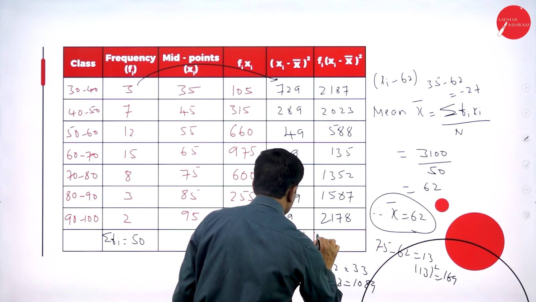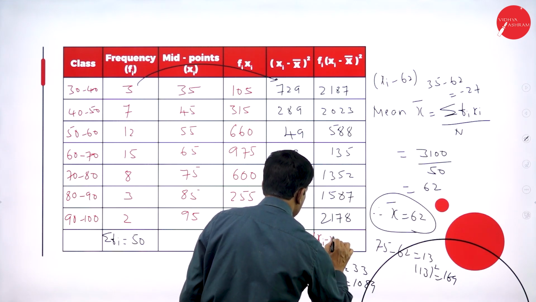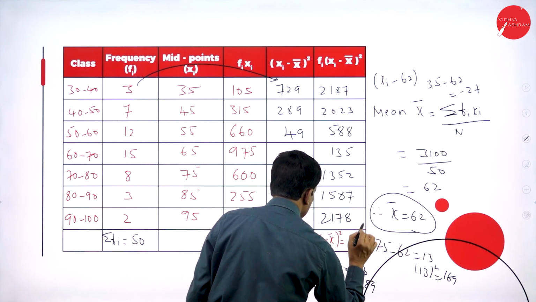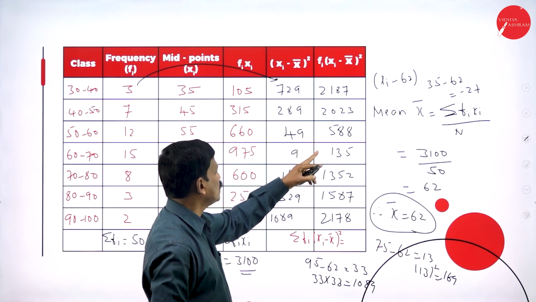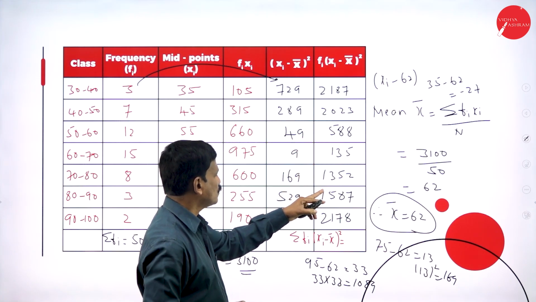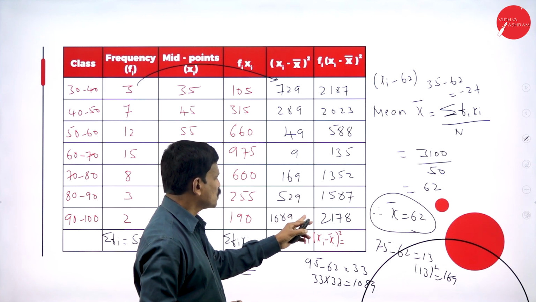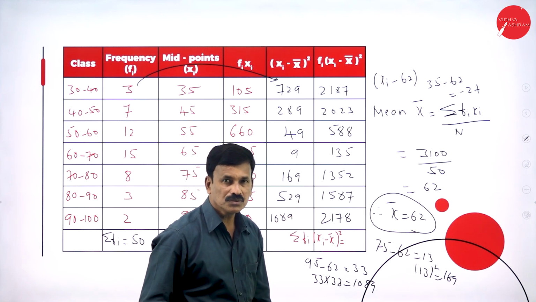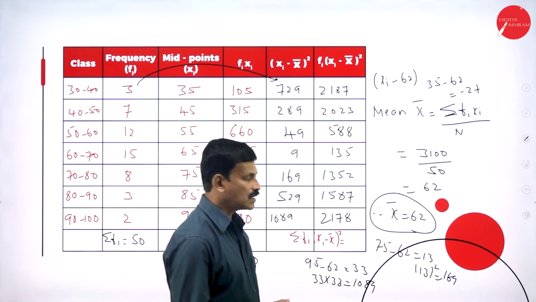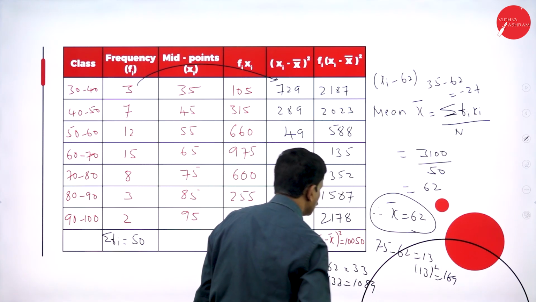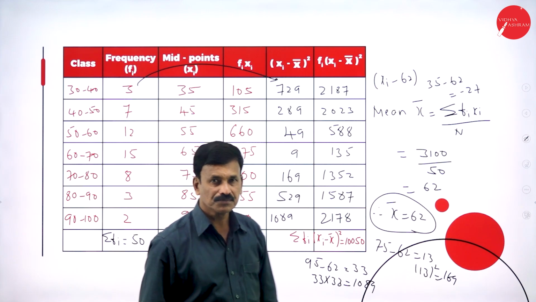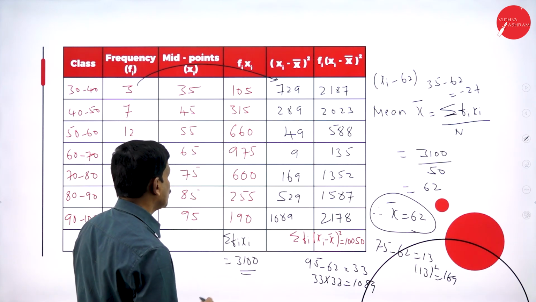Now if you add, what will we get? Sigma fi into xi minus x bar whole square is equal to 2187 plus 2023 plus 588 plus 135 plus 1352 plus 1587 plus 2178, and the total is 10,050.